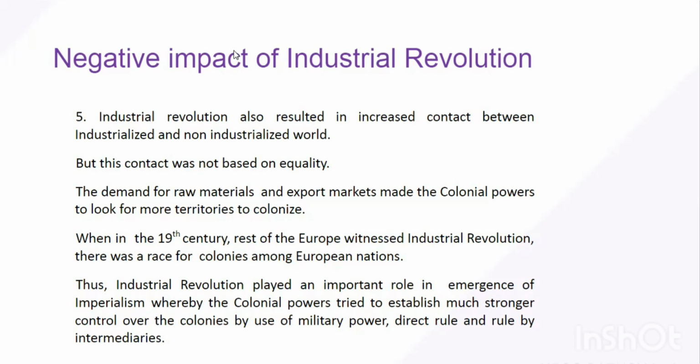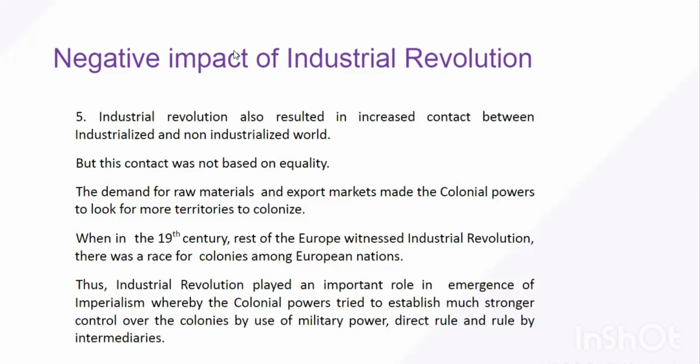And as industrial revolution started spreading to other European countries, even they wanted colonies in order to get raw material and sell their finished products. So industrial revolution is considered to be one of the major reasons for colonization, and one step of colonization is imperialism. Industrial revolution played an important role in the emergence of imperialism, whereby the colonial powers tried to establish a much stronger control over the colonies by use of military power, direct rule, and rule by intermediaries.